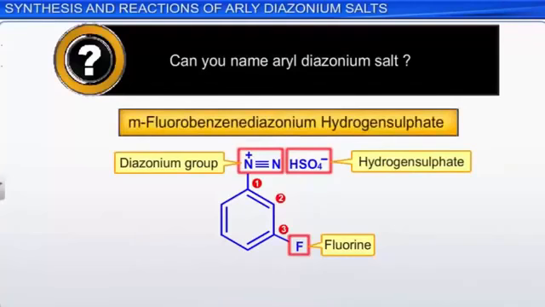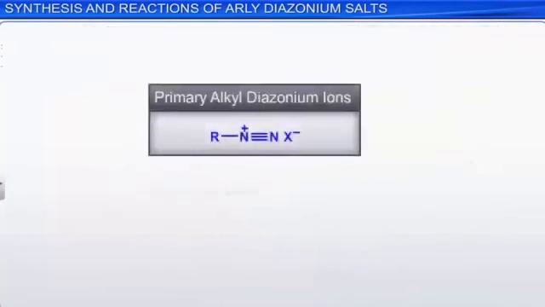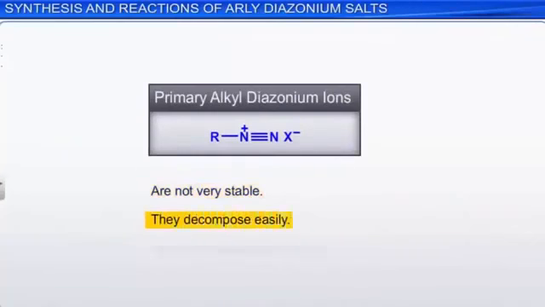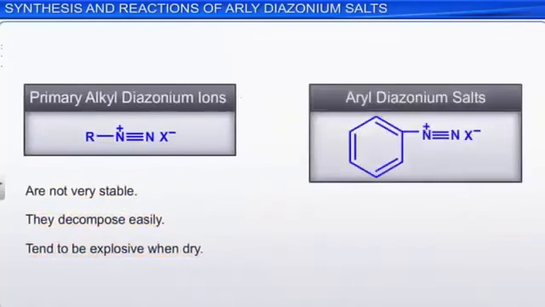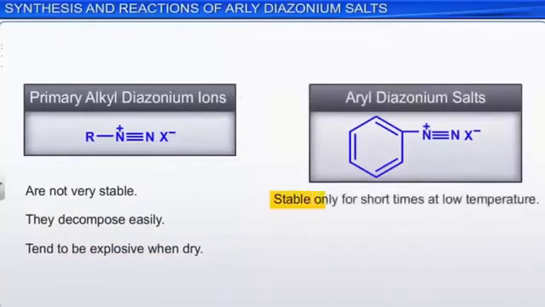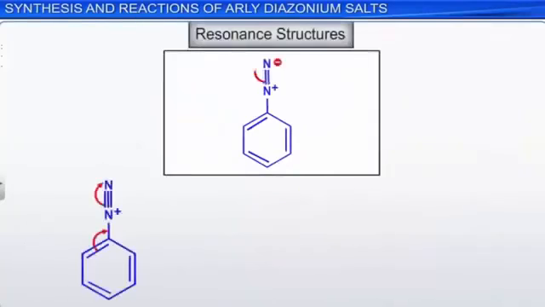Primary alkyl diazonium ions are not very stable. They decompose easily and tend to be explosive when dry. Aryl diazonium salts are stable only for short times at low temperatures. Resonance structures help to stabilize the ion by delocalizing the positive charge around the aromatic ring.